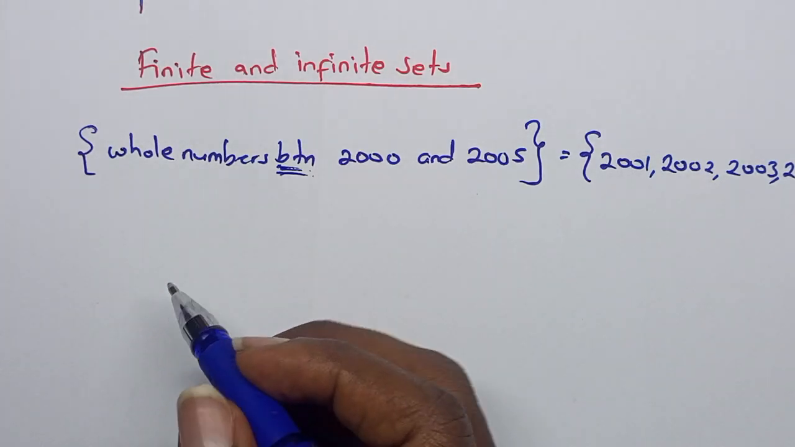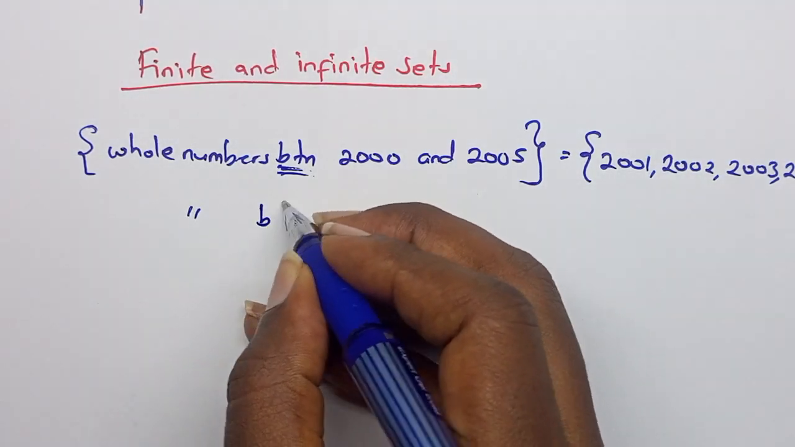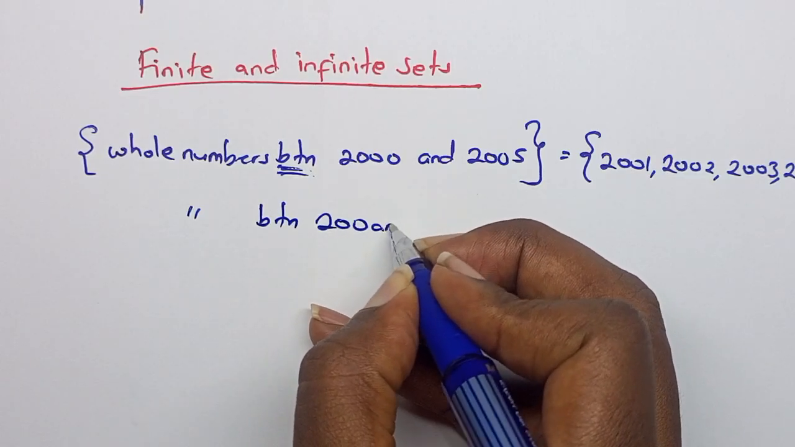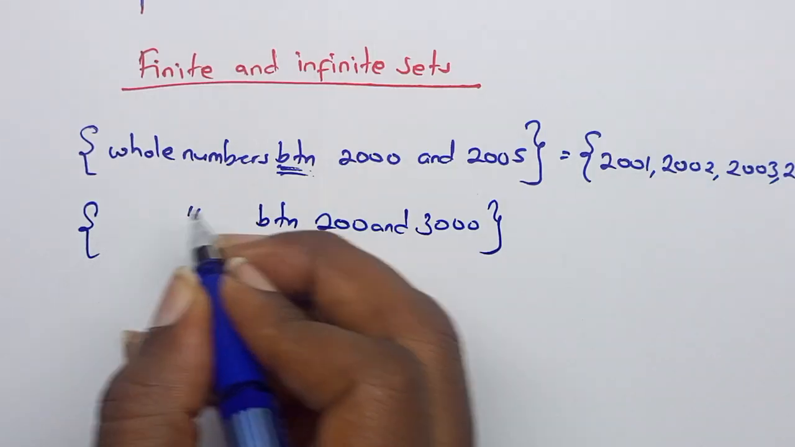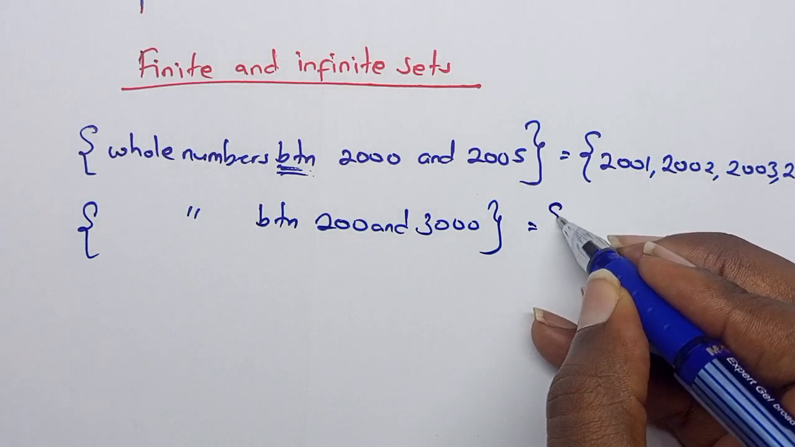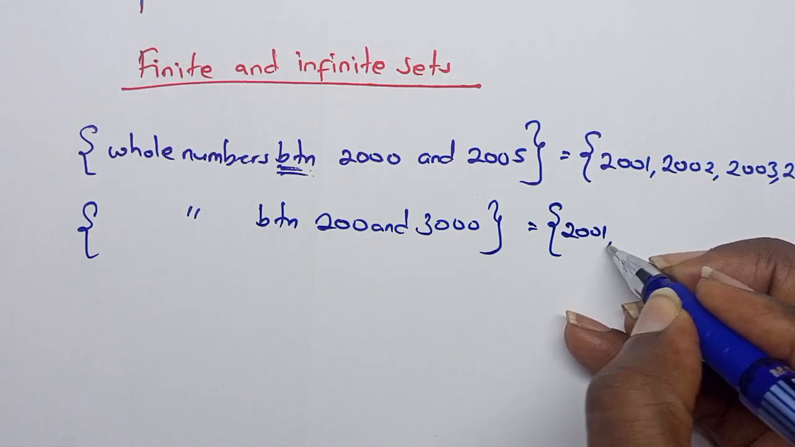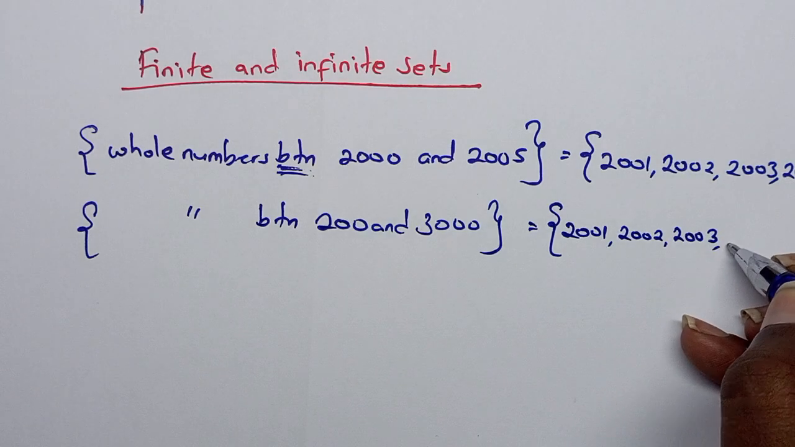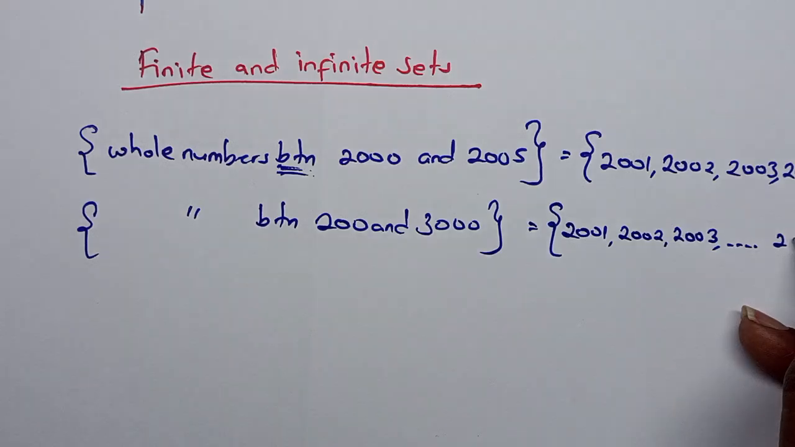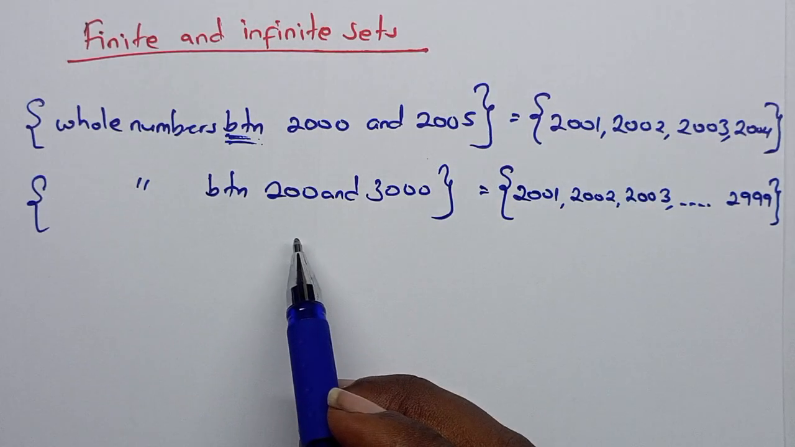Then, if we say whole numbers between 2000 and 3000, these can also be found. So here you can have 2001, 2002, 2003, and so on up to 2999. So these are finite sets.